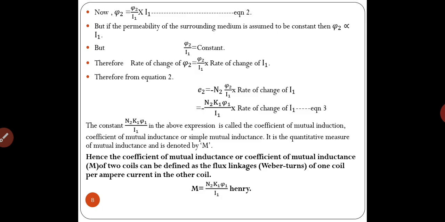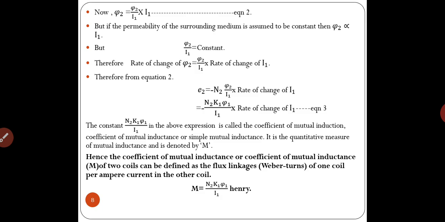The constant N2 K1 phi 1 by I1 in the above expression is called the coefficient of mutual induction. So, the coefficient of mutual induction, without the minus symbol, N2 K1 phi 1 by I1, is also called the coefficient of mutual inductance, or simply mutual inductance. It is the quantitative measure of mutual inductance and is denoted by M. So, mutual inductance is given by M is equal to N2 K1 phi 1 by I1. Here we are considering only the quantitative aspect, and because of that we do not have any minus symbol, and that gives the coefficient of mutual inductance, or just the mutual inductance of the coil.